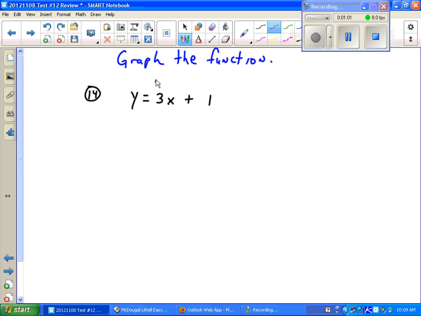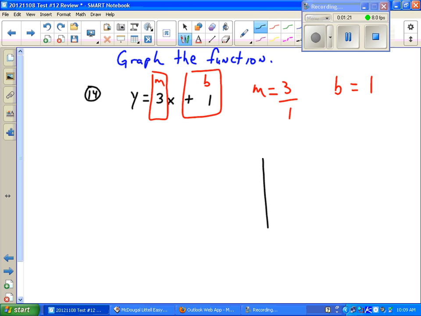Y equals mx plus b. It's already in that form again. So we have our value for m and we have our value for b. M tells us that it's 3 and b tells us that it's 1. Every number is considered over 1 for slope. That'll make sense in just a second when we graph it.